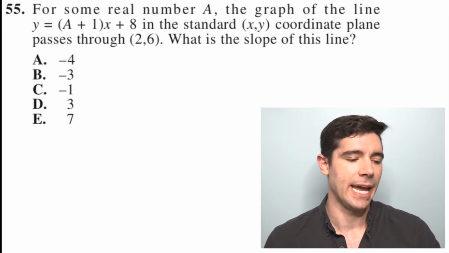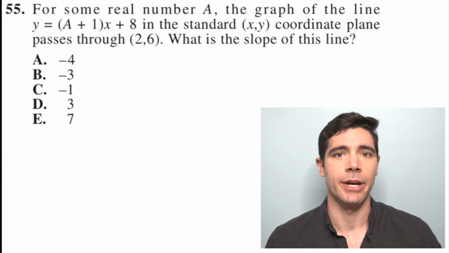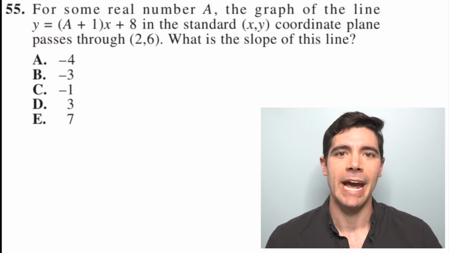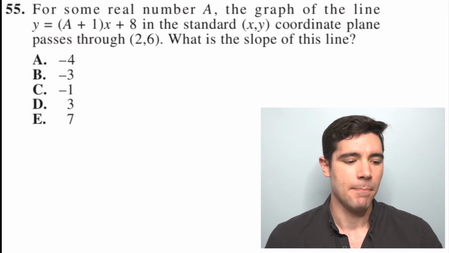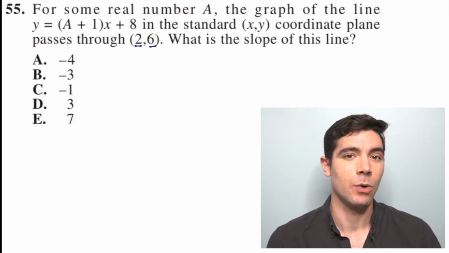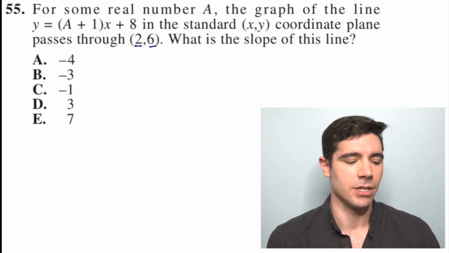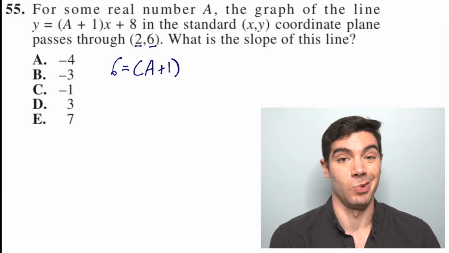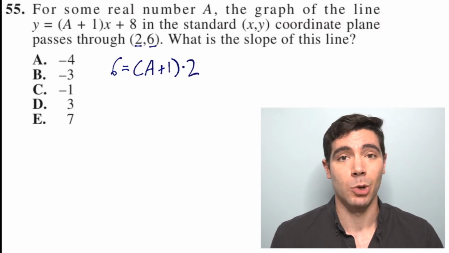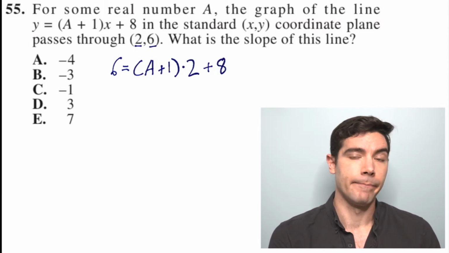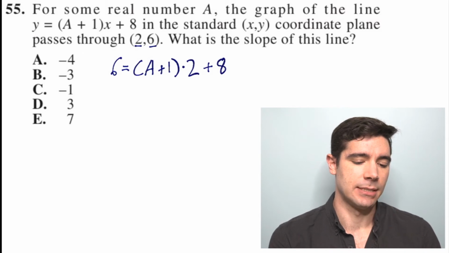We got y equals (a plus 1)x plus 8. There are 3 letters in this equation, but there don't have to be. For an equation of the line, every point has to satisfy it, meaning that if we plug in 2 for x and 6 for y, then the equation would work. So let's do so. 6 equals (a plus 1) times 2 plus 8. Who knows what a is? If we knew that, we wouldn't be doing the question, am I right?